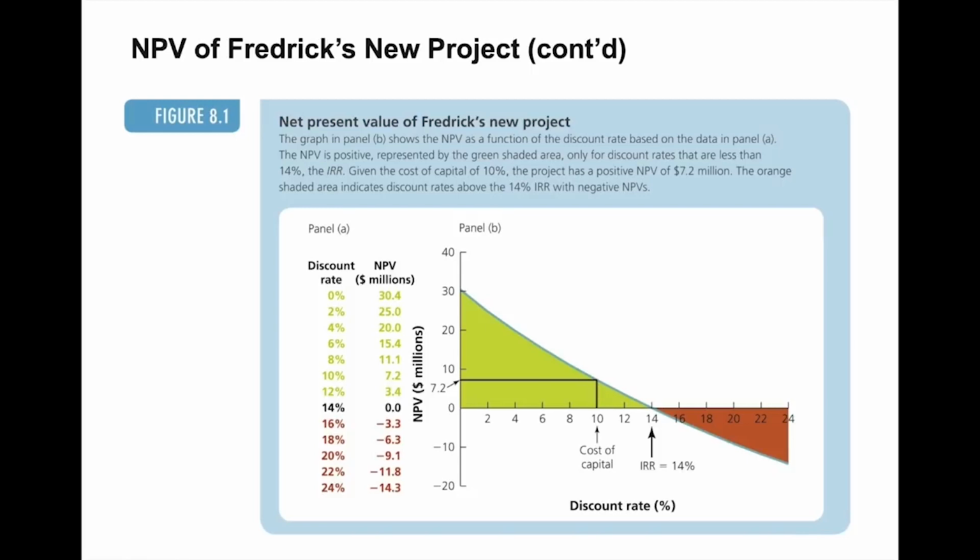Moving across the x-axis, we can see that as the discount rate increases, the NPV decreases. When the discount rate reaches 14%, the NPV is 0. We call this rate the internal rate of return. For any discount rate above the internal rate of return, the NPV is obviously negative. Keep this in mind because we're going to return to this when we look at the internal rate of return decision rule.